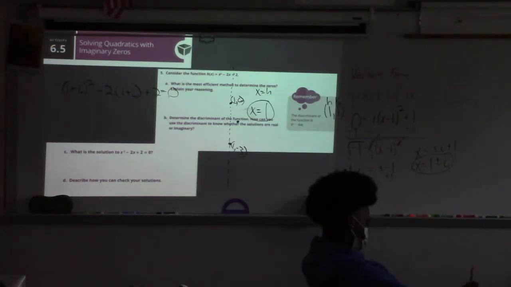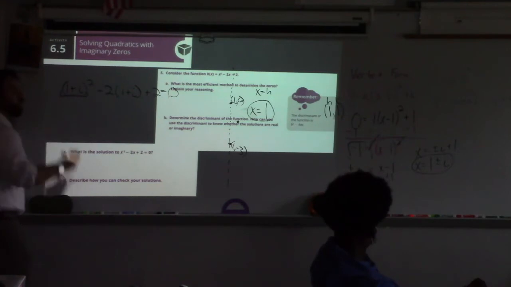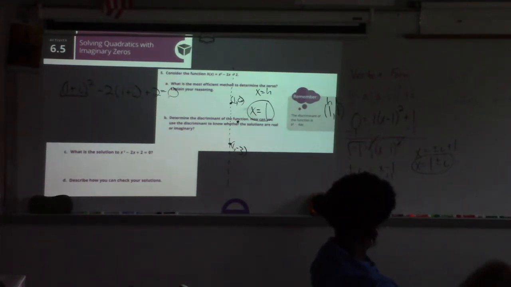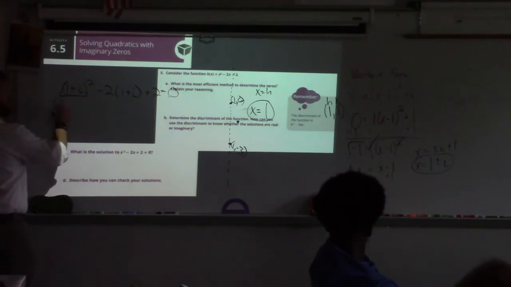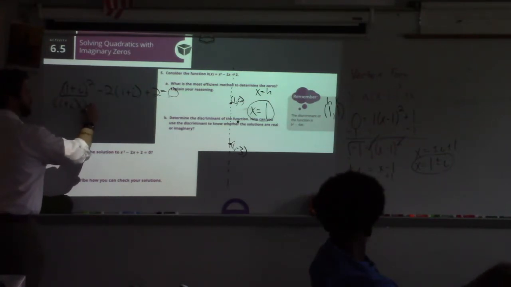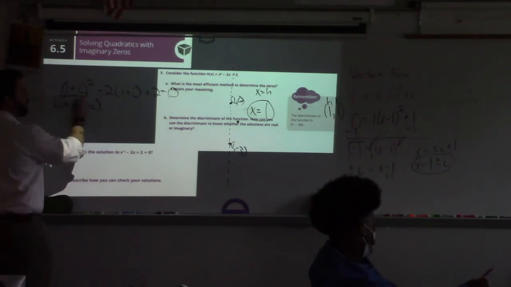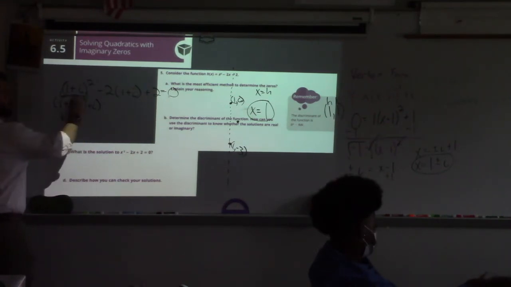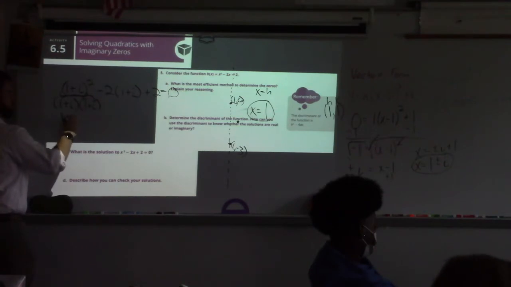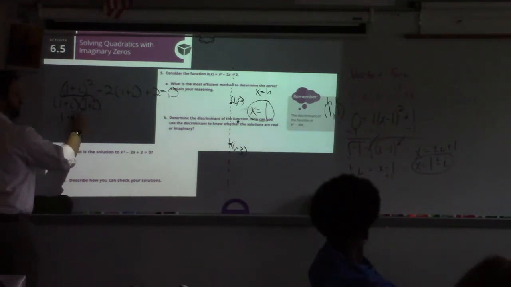What does it mean to square something? You're forgetting the most fundamental thing. I'm squaring this. What does it mean to square? Multiply by itself. What property do I now need to use? The distributive property. You can't just do 1 plus i squared. You've got to distribute. 1 times 1 is 1, 1 times i is i, i times 1 is i, and i times i.